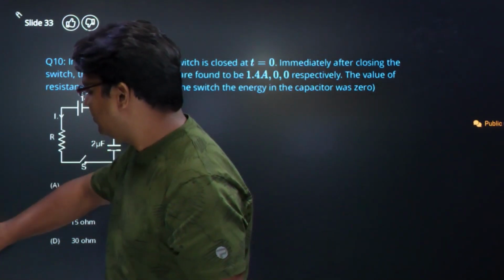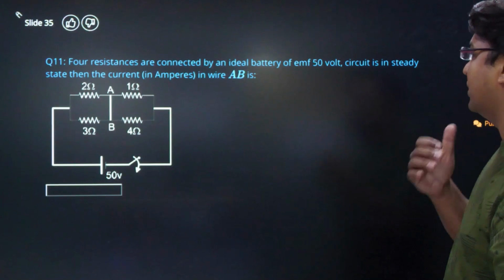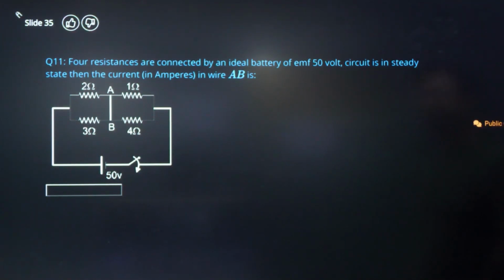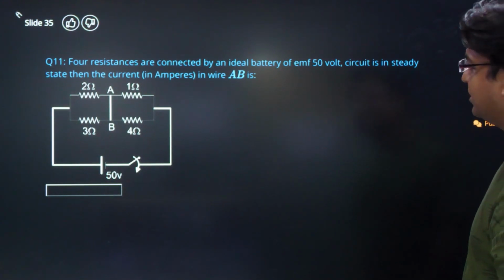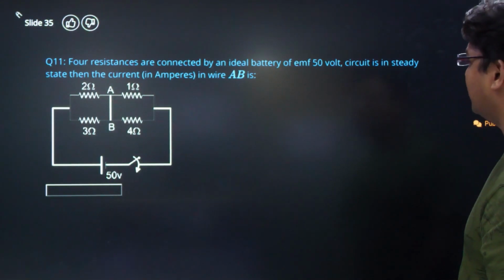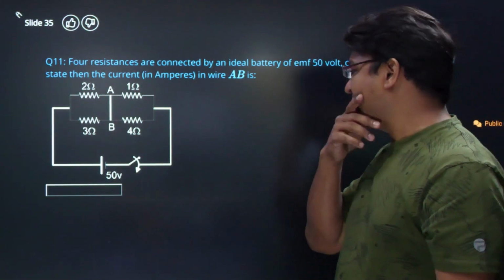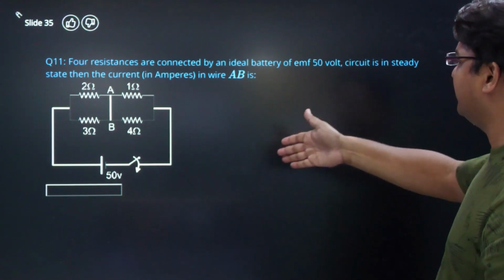Alright, now we'll go to the next question, which is question number 11. This question says 4 resistances are connected to an ideal battery of EMF 50 volt. The circuit is in steady state. Then find the current in wire AB. So this circuit is in steady state, although there is no capacitor, so yeah, there was no need to say that. Okay, it's okay. So 50 volt.